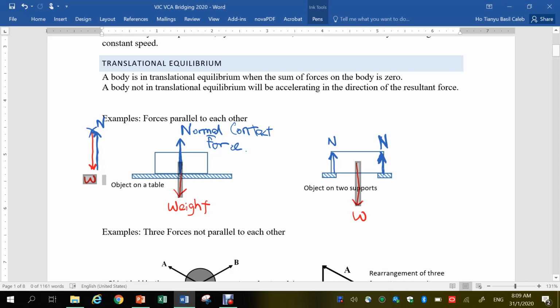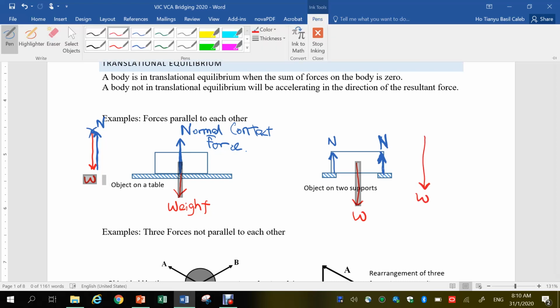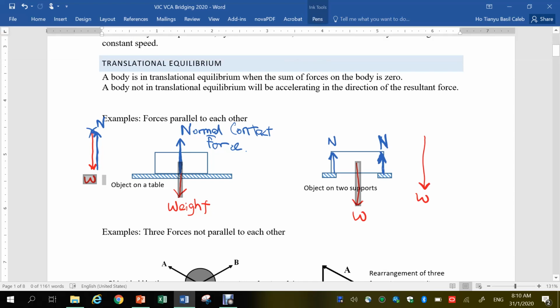Let's look at the other one. On the right side, there's weight. This is a vector diagram, which means we're not drawing on the body. There's a first contact force N, half the length, and a second contact force N, half the length, and they go back to the original starting point, which means there's no resultant force. These are the simple examples.